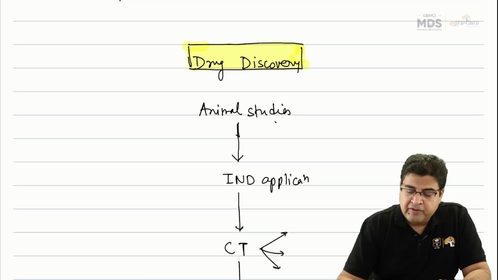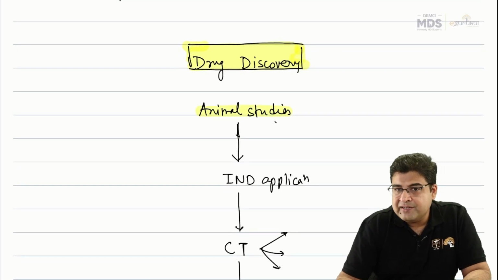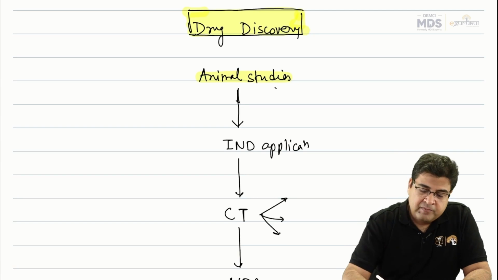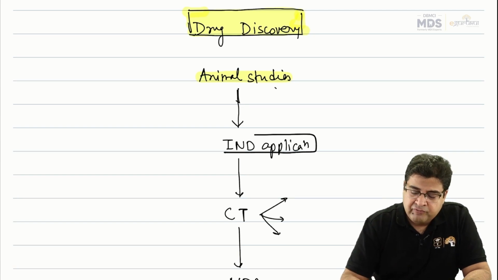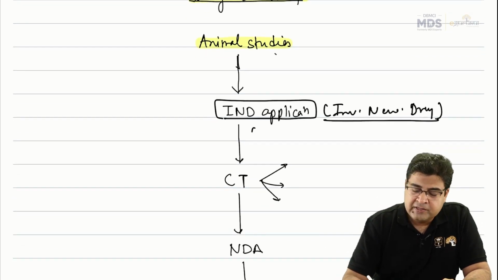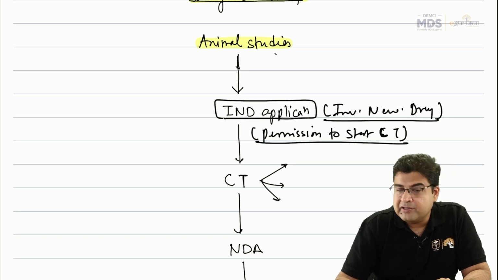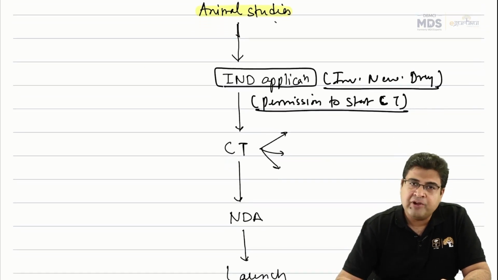Now, after that, we have drug discovery, how a new drug is discovered. First of all, animal studies are done. Then after animal studies, the company will file an application, which we call the investigational new drug application. In this application, the company takes permission from the government to start the clinical trials.